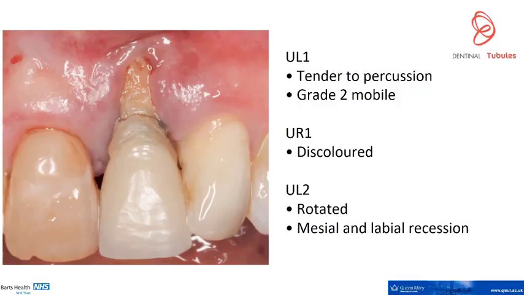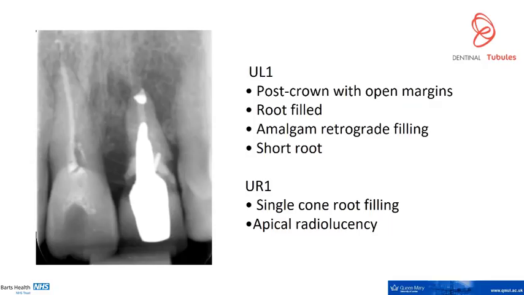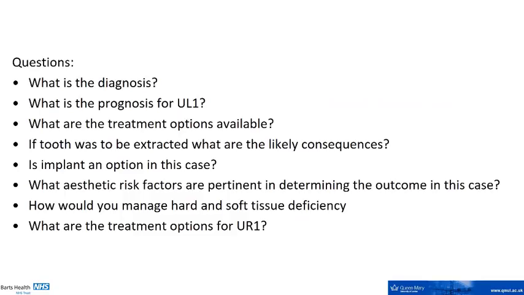Let's have a look at the radiograph of this tooth. There was a post crown with open margins. The tooth was root filled with an amalgam retrograde filling, and it was a short root. The upper right central incisor had a single cone root filling and an apical radiolucency. What would you do in such a case? What is the diagnosis? What is the prognosis for the upper left central incisor? And what is the prognosis for the upper right one as well?